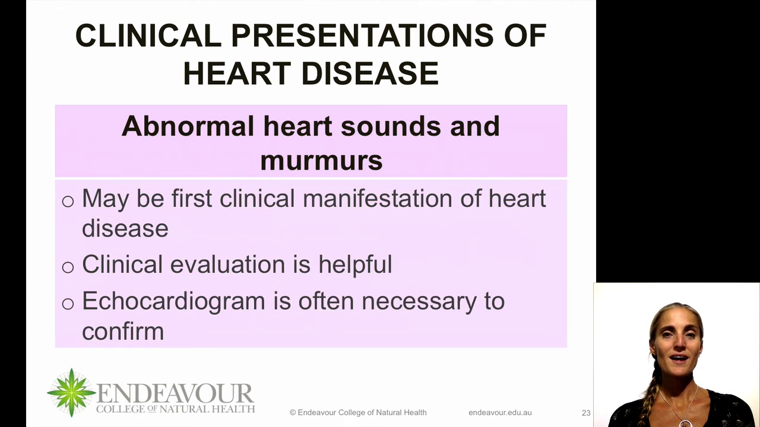All right, so abnormal heart sounds and murmurs. This may be the first clinical manifestation of heart disease before any of those other signs and symptoms that we've mentioned. Clinical evaluation, of course, is helpful. Echocardiogram is often needed to confirm this. It's important to think, okay, does the heart sound normal? Listening for pleural rub or venous hum are two of the things that are important to differentiate.